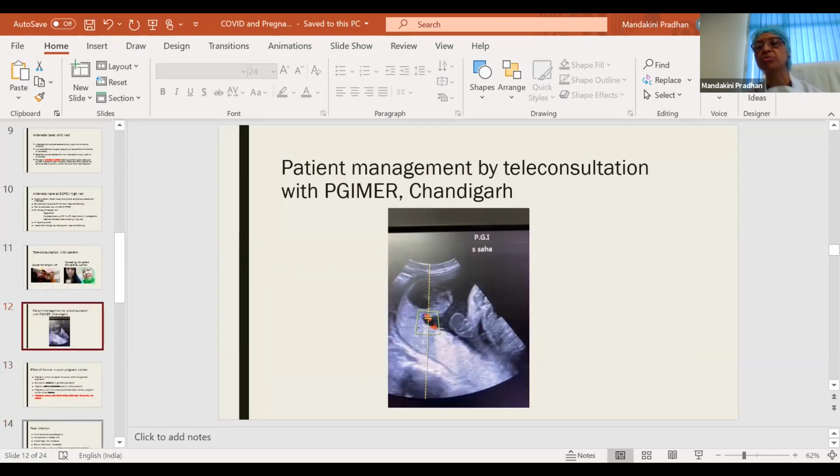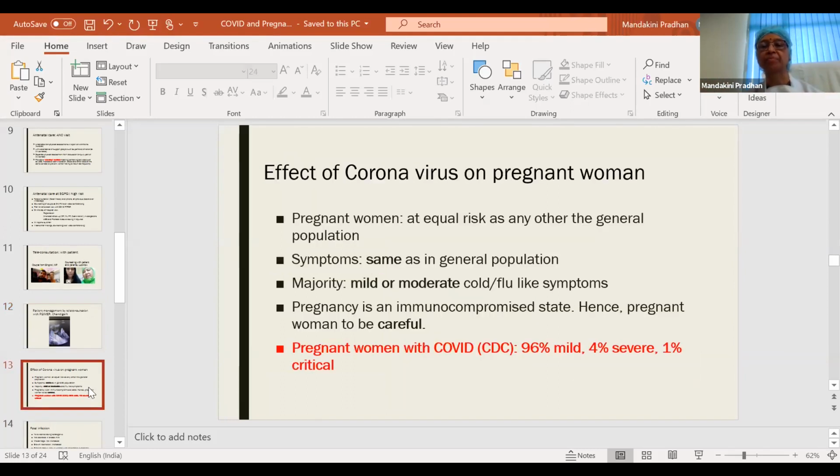This is one of the patients which was managed by doing an ultrasound at PGI Chandigarh. Dr. Sah was doing that ultrasound, and then I was giving an opinion. So such difficult cases can be managed from a long distance also. This was managed just a few days back.